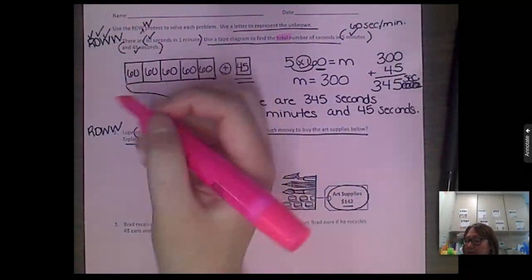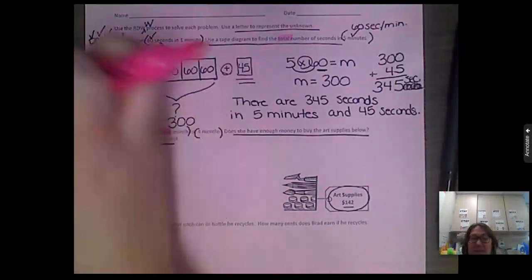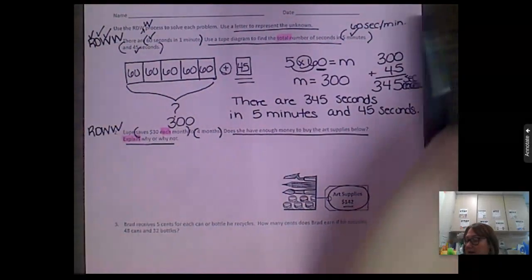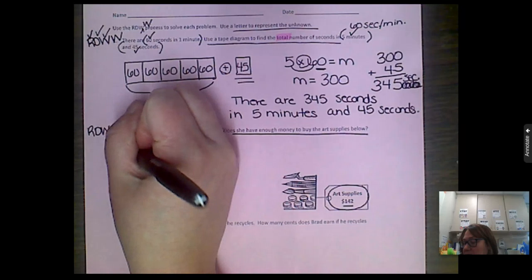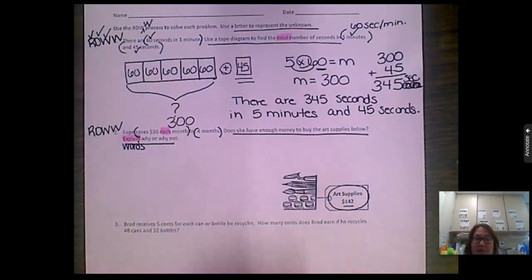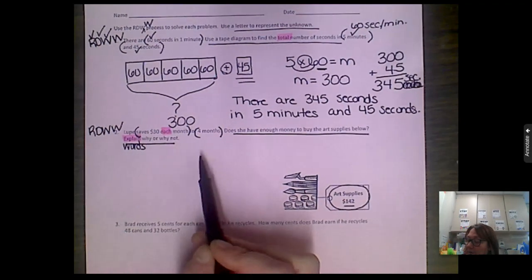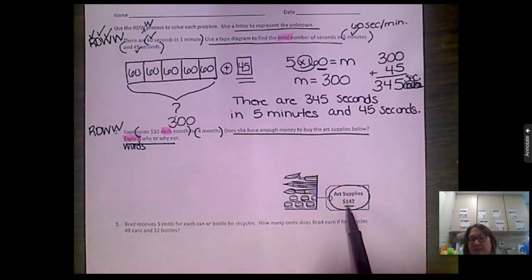I'm going to highlight the word explain because that's important. Explain means we need to put some words down on our paper, right? A lot of times we kind of breeze right over that and we don't explain our thinking. So whenever it says explain, it wants us to explain our thinking. So we'll find the total amount that she has, and we need to figure out if she has enough for the art supplies below and then explain our thinking.